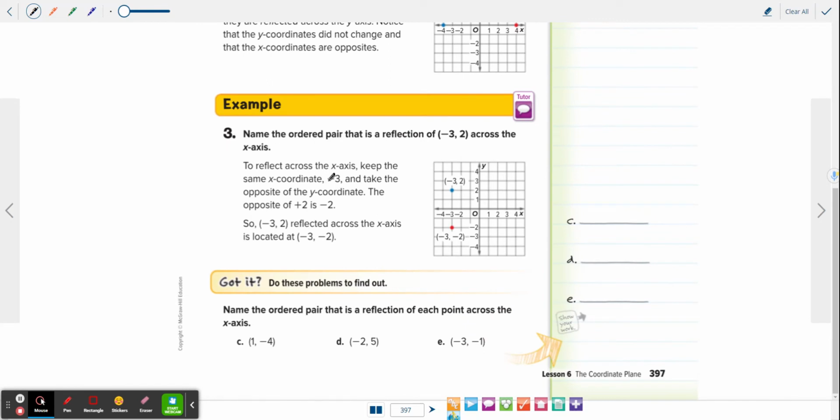Okay, so number 3, name the ordered pair that is a reflection of negative 3, 2 across the x-axis. So this is our x-axis, this line. We want to find negative 3, 2 first. It's right here. We want to reflect that across the x-axis. So it's going to be exactly the same distance, but it's going to be the opposite. Negative 3, 2. We're reflecting it, so it's going to be still negative 3 because it's still on this negative side, but then 2 changes to a negative 2.